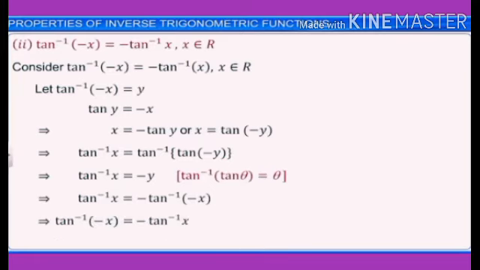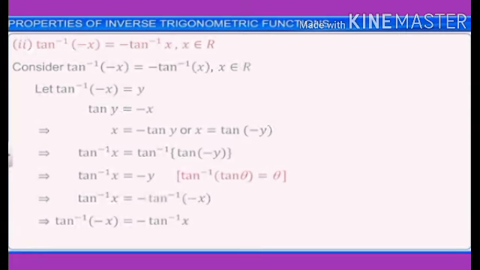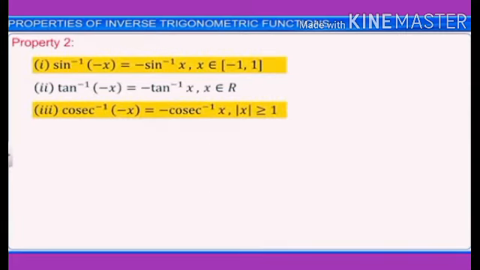On multiplying both the sides by minus 1 gives the result, that is, tan inverse of minus x is equal to minus of tan inverse x. The other two properties can be proved in a similar way.